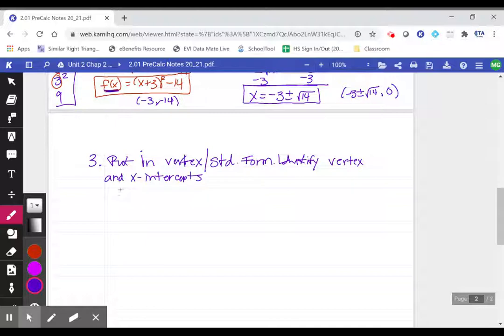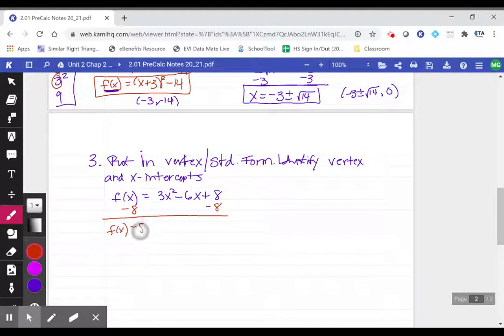All right, so the equation here is f of x equals 3x squared minus 6x plus 8. Same thing we start off with in this one. We subtract the 8 from both sides. Any constants go to the left. Anything that has an x stays on the right.